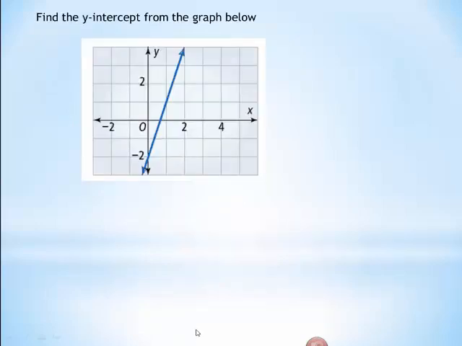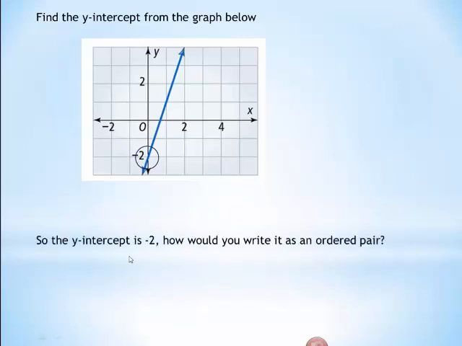All right, let's look at another one. I want you to find the y-intercept of this graph. So, where does it cross the y-axis? At the -2. So the y-intercept is -2, but how would you write it as an ordered pair? (0, -2). Excellent. So example 2, the y-intercept was (0, -2). Hit pause and copy that down.